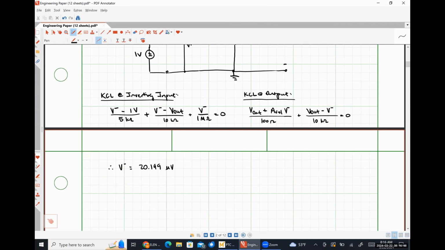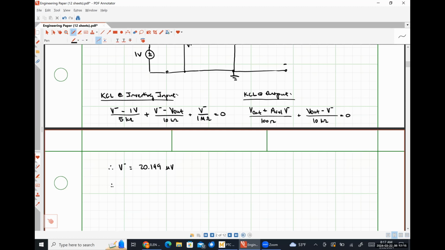How does that compare to our input voltage? Really, really small, right? One of the characteristics of negative feedback in particular is that it's going to make our differential voltage very close to 0.